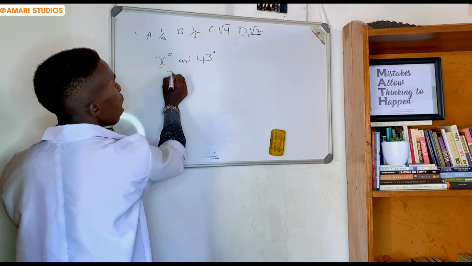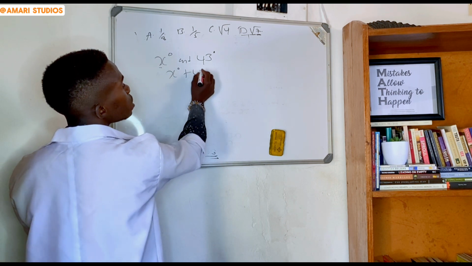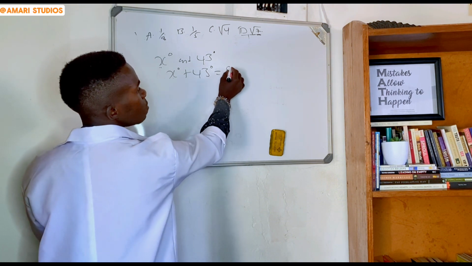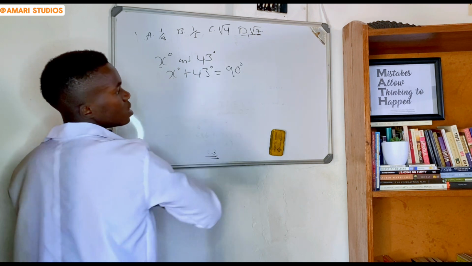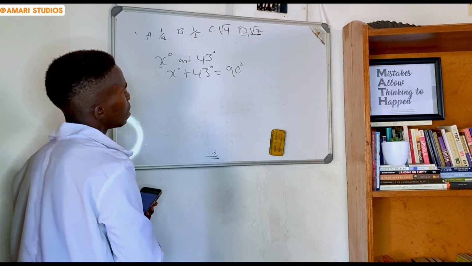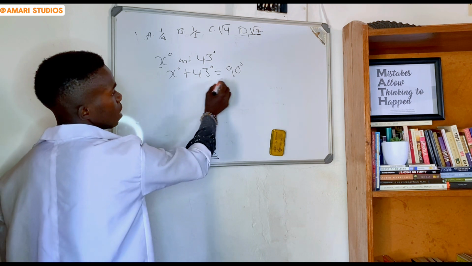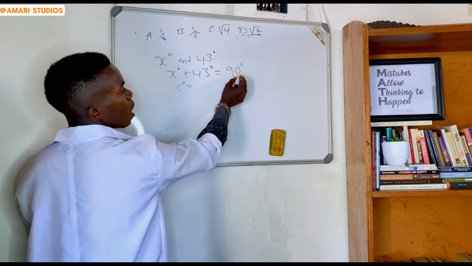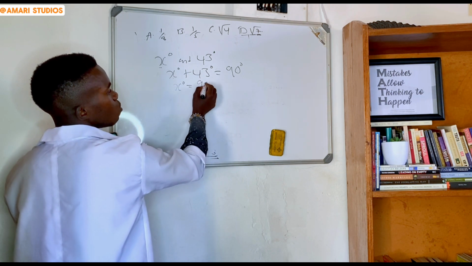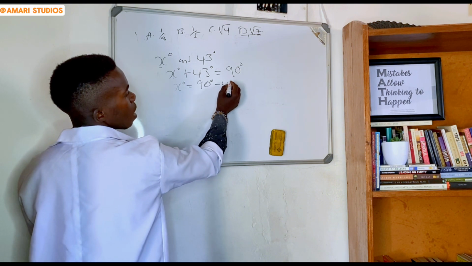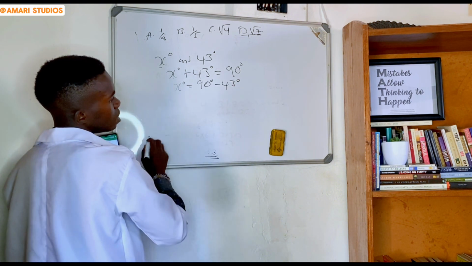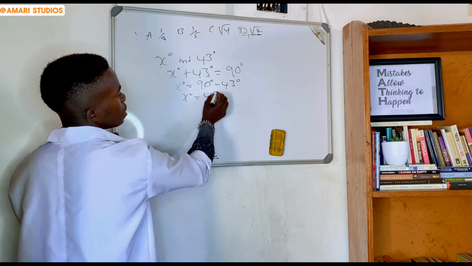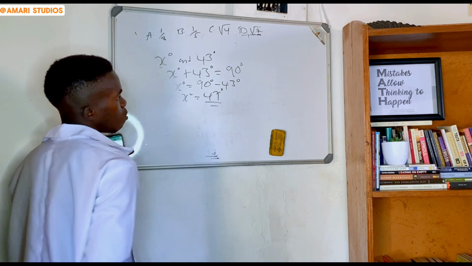It means that when you add x degrees plus 43 degrees, these two numbers are supposed to give us 90 degrees. As you can see, this is an equation. So x degrees is equal to 90 degrees minus 43 degrees, since 43 goes to the other side. When you subtract these two numbers, you get 47 degrees as your final answer.